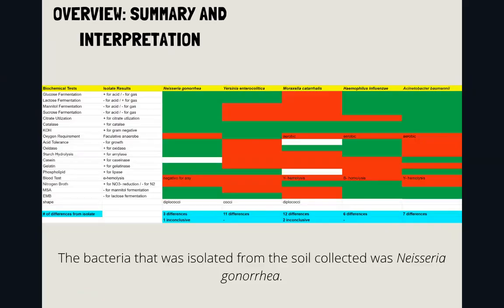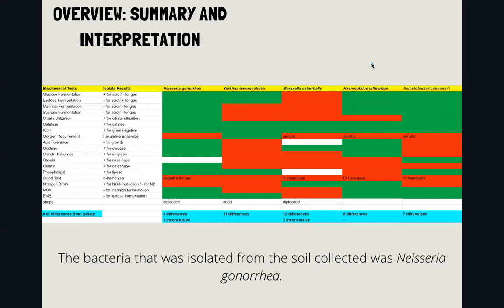So onto the interpretation, what we did was we conducted this table by charting our isolate results in the second column here, listing all of the biochemical tests on the far left, and we compared it up against 5 different strains of bacteria. But all of these 5 bacteria are all gram-negative cocci bacteria.